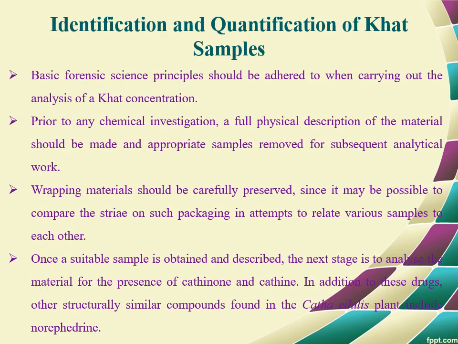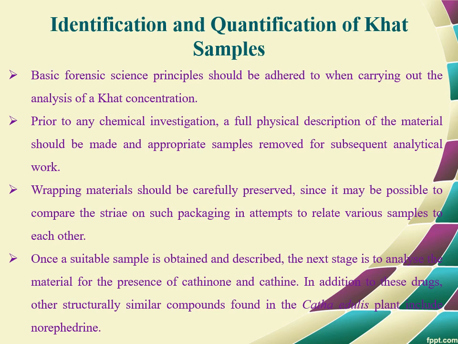The identification and quantification of Khat samples can be achieved in forensic labs. The basic forensic science principles should be adhered to when carrying out the analysis of a Khat concentration. Prior to any chemical investigations, a full physical description of the material should be made and appropriate samples removed for subsequent analytical work. Wrapping materials should be carefully preserved since it may be possible to compare the striae on such packaging in attempts to relate various samples to each other.